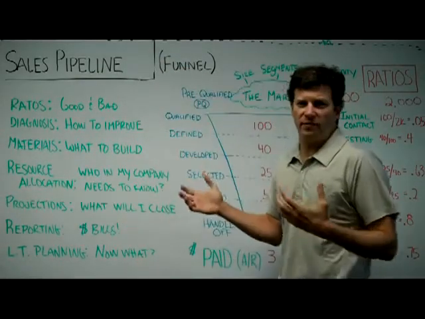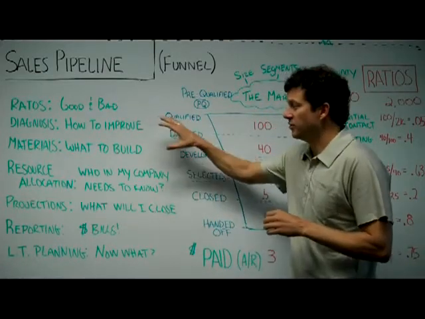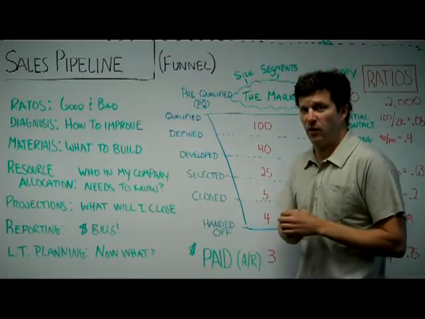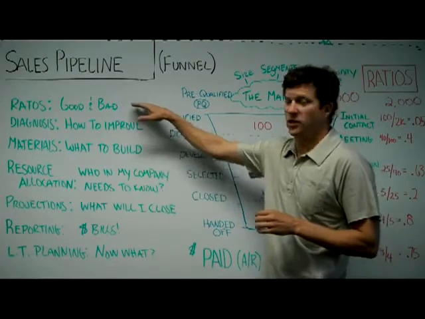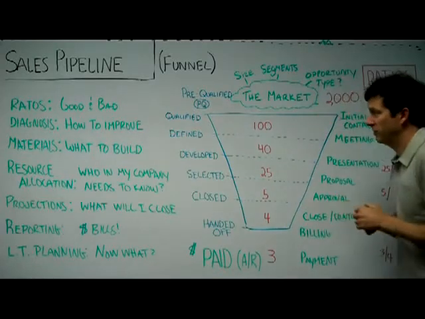So what do you do with that information? What flows out of a good sales pipeline? These are some of the major things and some of the basic things that flow out of a sales pipeline. The first is the ratios that we discussed. You should be able to know what you're good and bad at inside of your sales process.